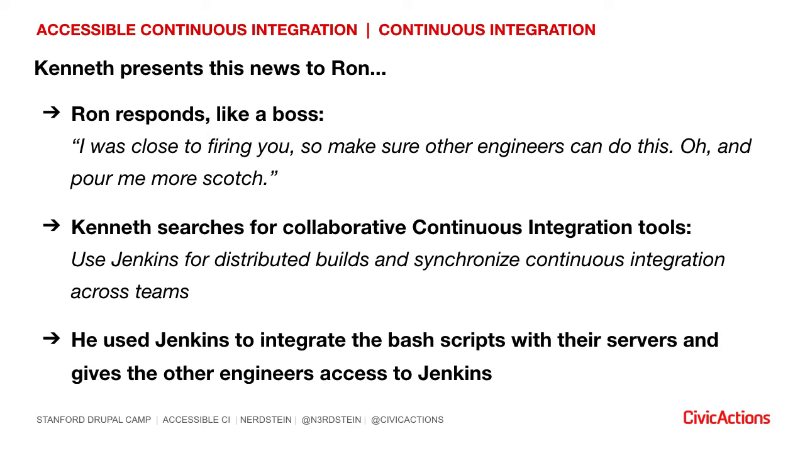Kenneth presents this news to Ron. Ron, like a boss, responds, I was very close to firing you. So make sure the other engineers are able to do this. And pour me some more scotch. Kenneth searches for collaborative continuous integration tools to make sure that he can meet Ron's request. And he finds Jenkins, which is used for distributed builds, synchronizing continuous integration across teams. And so he uses Jenkins to integrate the bash script with the various servers in their environment, and he gives the other engineers access to Jenkins.